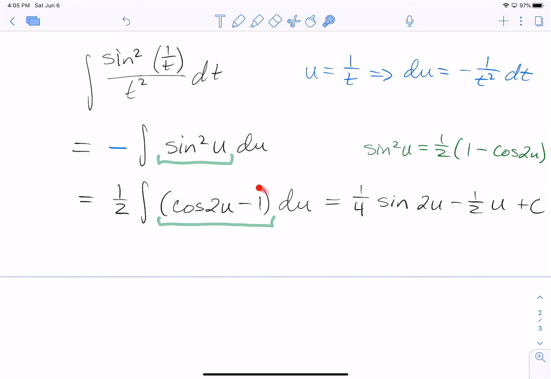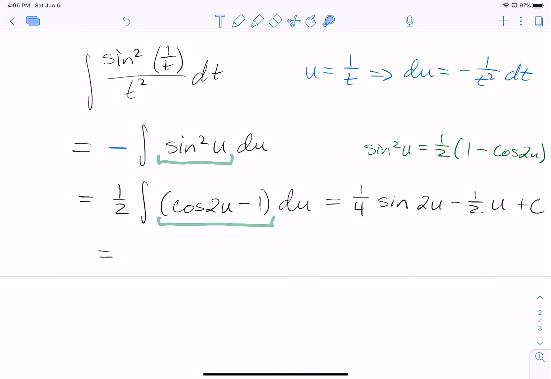We had the minus 1 as part of the integrand as well. That will integrate with the 1/2 out front to negative 1/2 of u. Don't forget our constant of integration, plus c. I said we were almost done, and what's left is to back substitute.